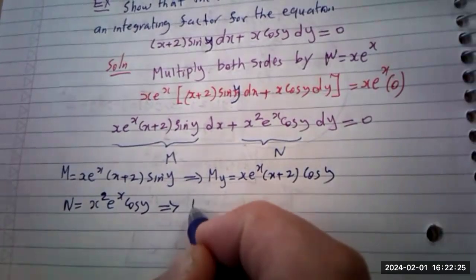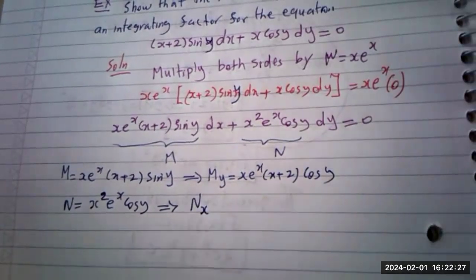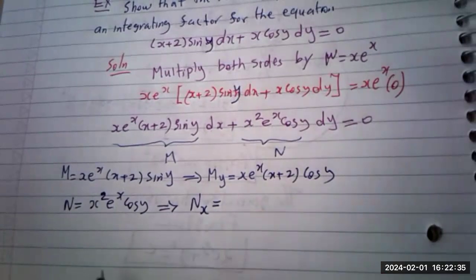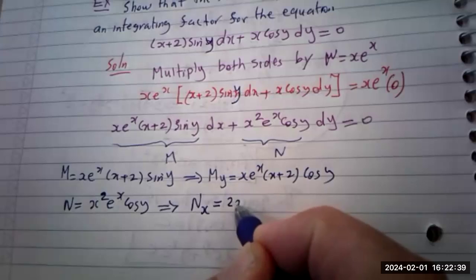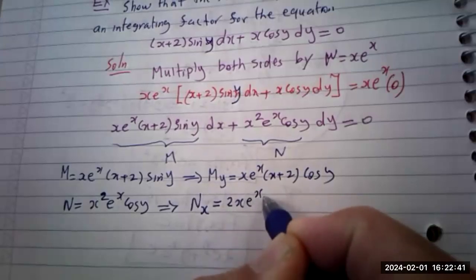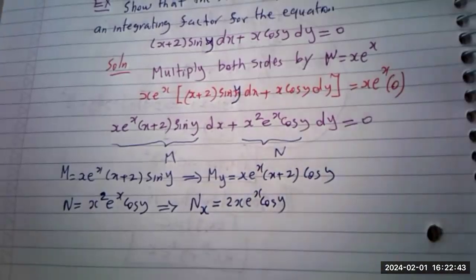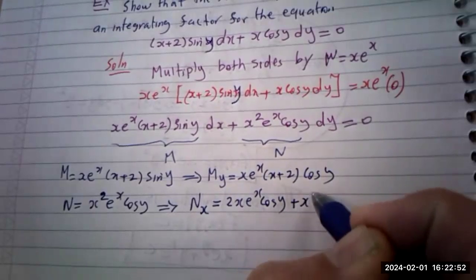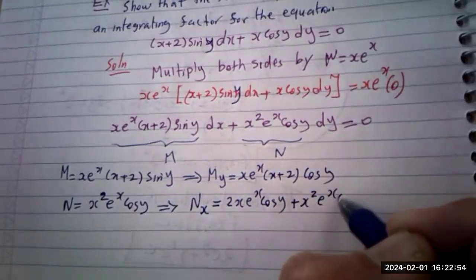Okay, differentiate with respect to x. The product rule: derivative of the first times second, derivative of x squared is 2x. So it's 2x e to the x cosine of y. That's the derivative of the first times second. Second times first, e to the x never changes. So it's going to be plus x squared e to the x cosine of y.